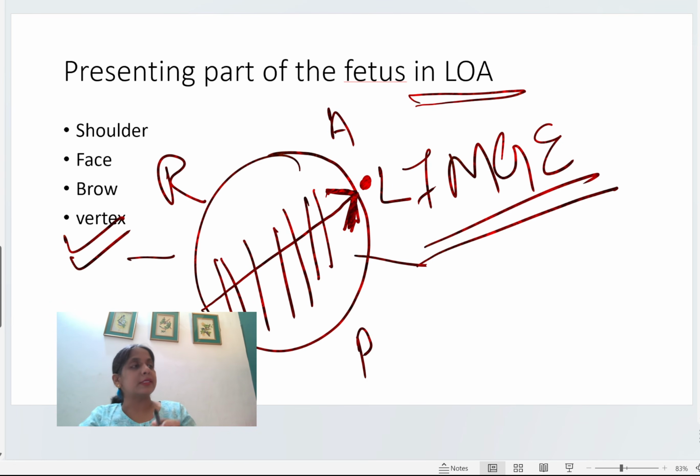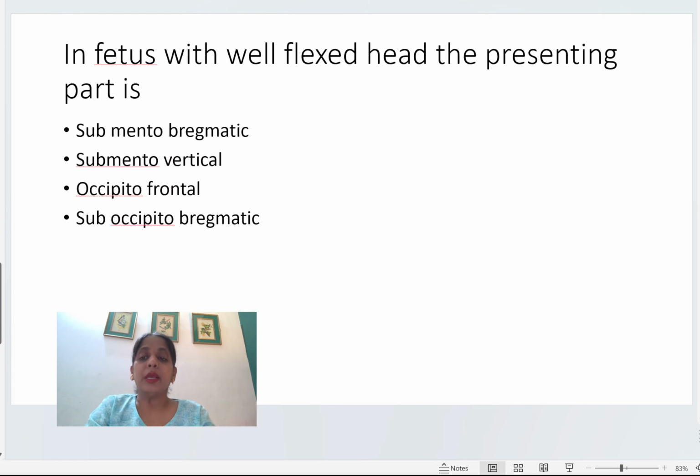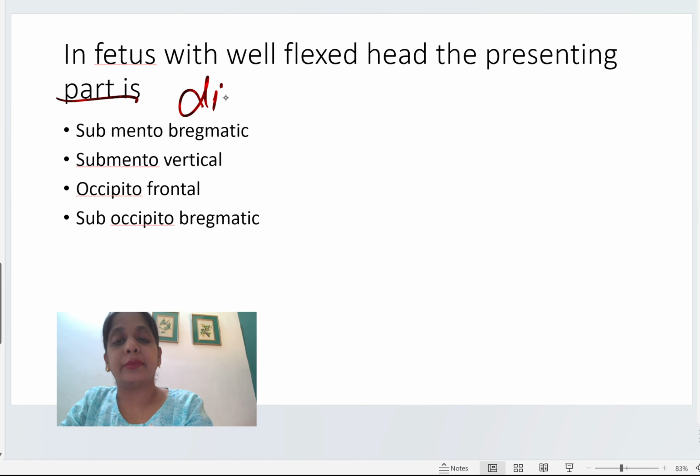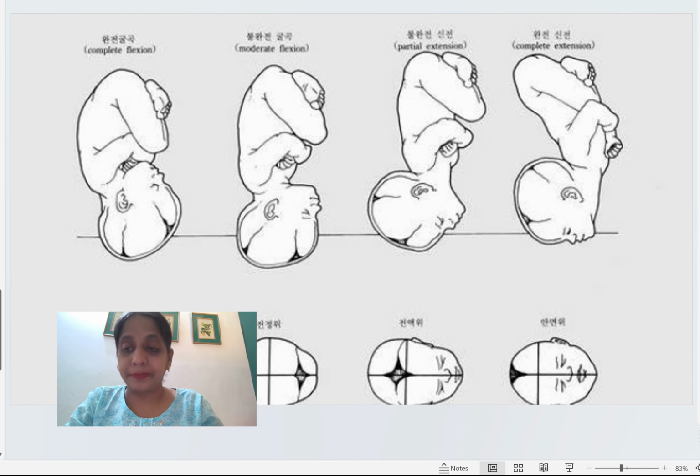So vertex has 6 positions. Out of this, 1 position is left occiput anterior. In a fetus with well flexed head, the presenting part has certain diameters. Okay, so what are the diameters? Let us see.